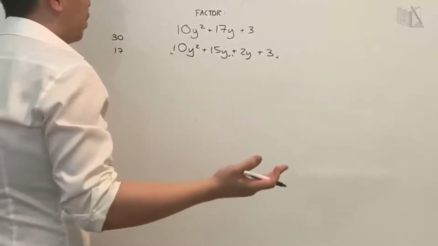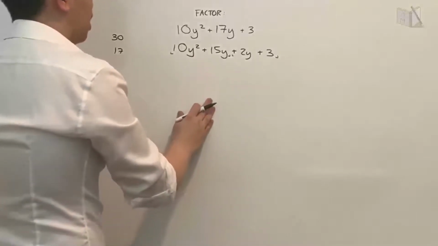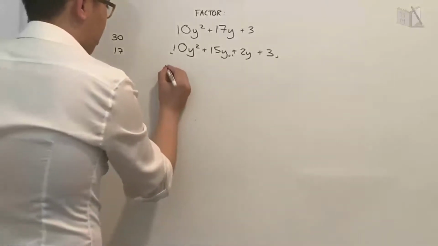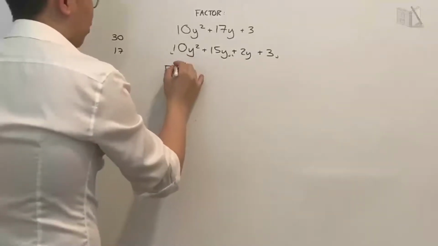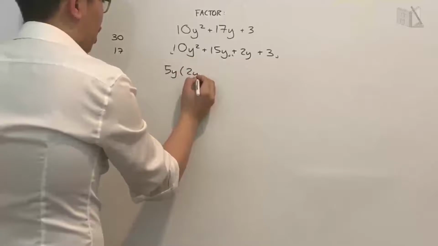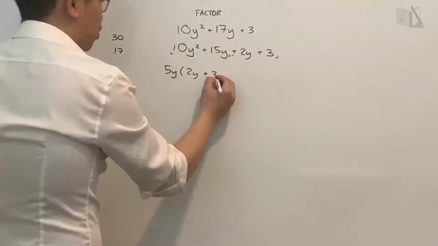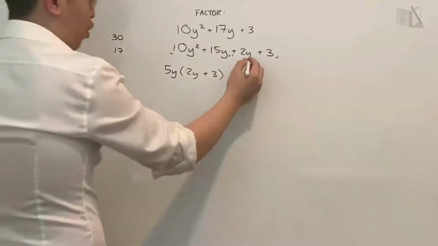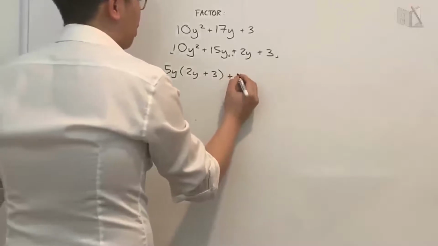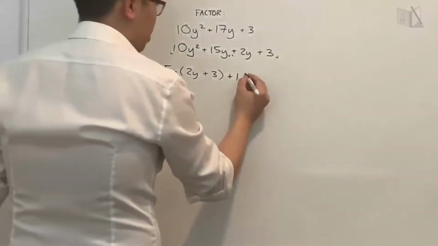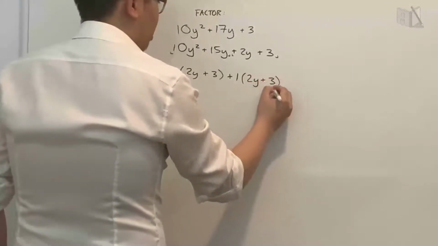So here, 10y squared plus 15y. What is a common term that we can take out of these two terms here? It's going to be 5y. So 5y, and if we take out 5y, then we're left with 2y here, plus 15y over 5y is 3. And over here, 2y plus 3, there's nothing in common we can take out, so it's going to be a plus 1 that we take out, which is going to leave the 2y plus 3 intact.